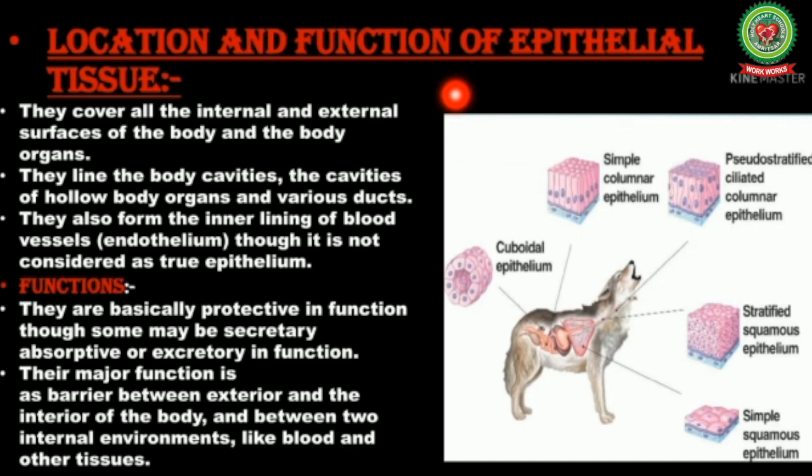If we talk about the location and function of epithelial tissue, they cover all the internal and external surfaces of the body and the body organs. They line the body cavities, the cavities of hollow body organs like stomach, intestine, etc., and various ducts. They also form the inner lining of blood vessels, though it is not considered as true epithelium. They are basically protective in function, though some may be secretory, absorptive, or excretory in function. The major function is to act as a barrier between exterior and interior of the body and between two internal and external environment of the body.